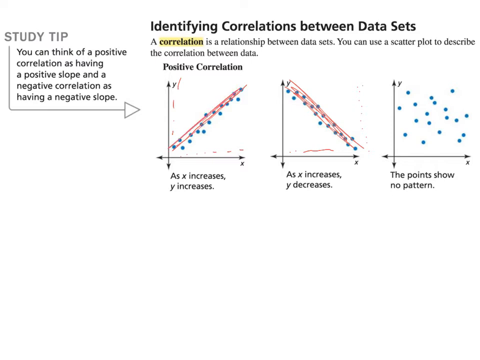So here we have a positive correlation and a positive slope. Here we have a negative correlation and a negative slope. And here, no points show a pattern. There's no pattern at all. So we say there's no correlation.